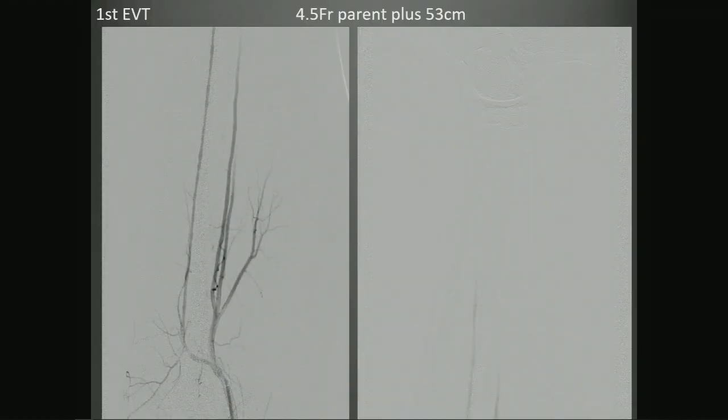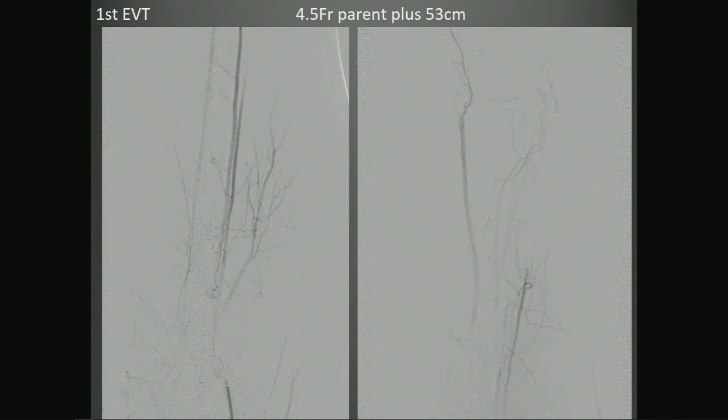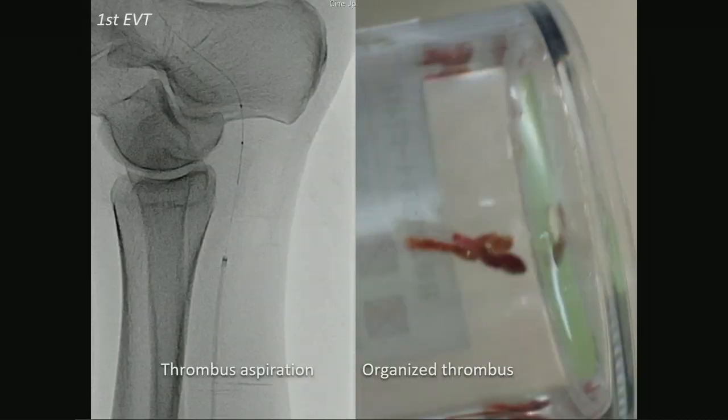And this is the initial angio. As you see, there is no stenosis at the proximal portion of the tibial artery, but the distal part of the ATA and the PTA is occluded. The plantar artery is supplied from the collateral artery from the distal ATA. So after wire crossing, we performed thrombus aspiration, and we got organized thrombus.